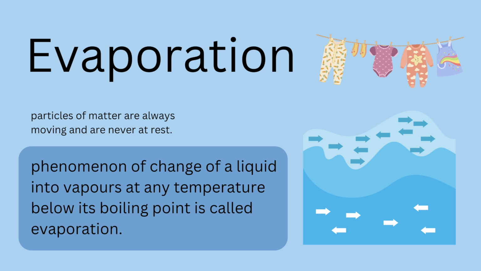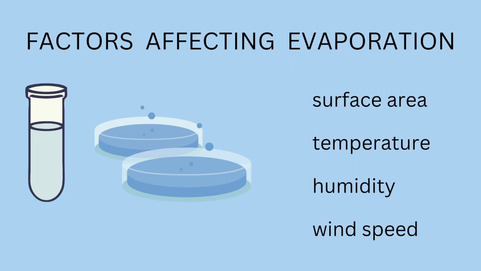Evaporation. Evaporation is the phenomenon that changes liquid into vapors at any temperature below its boiling point. If it's converted at its boiling point, it's called boiling. But if it's converted below its boiling point, it is what we call evaporation. Factors that affect evaporation are surface area, temperature, humidity and wind speed. As surface area increases, the rate of evaporation increases. As temperature increases, the rate of evaporation increases. As humidity increases, the rate of evaporation decreases. And as wind speed increases, the rate of evaporation increases.